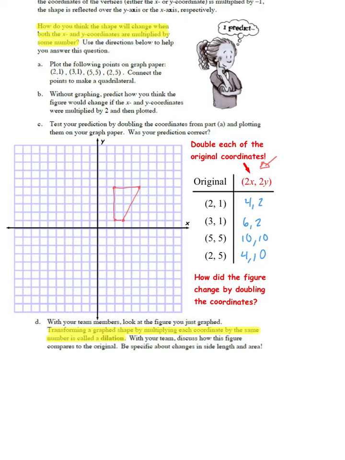This is very similar to what you're going to be doing on the next problem as well, where you're just going to be multiplying both the coordinates by something to come up with the new coordinates and then just plotting the new coordinates. So if I plot these 4 new coordinates, they're going to go right here. There's 4, 2. Here's 6, 2. Here is 10, 10. And here is 4, 10.